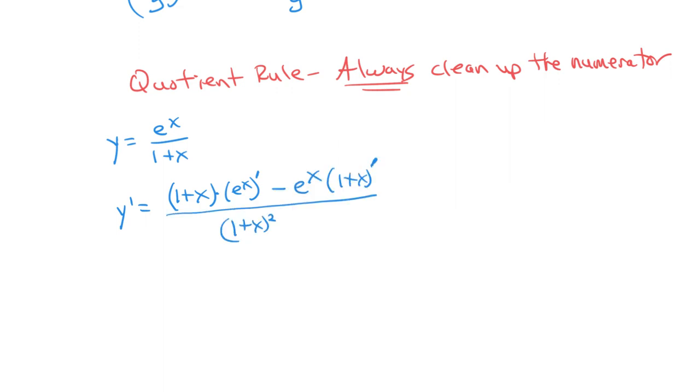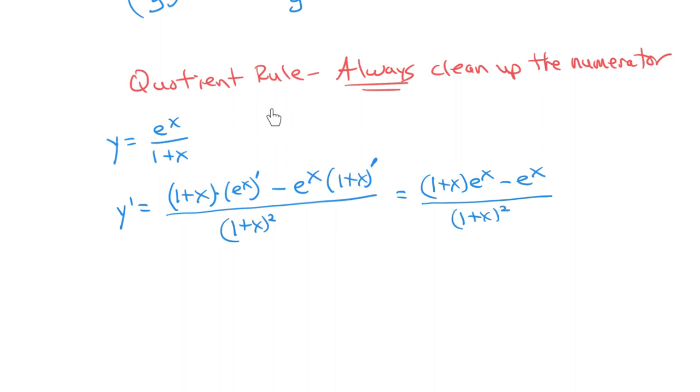Okay, so we've got it set up. Now we just have to do the work. So I have to take the derivative of this and take the derivative of this. Both of these are pretty easy, right? The derivative of e to the x is just e to the x. So this would give us 1 plus x times e to the x minus e to the x times 1, right? The derivative of 1 is 0, the derivative of x is 1, so the derivative of 1 plus x is just 1. So e to the x times 1 is just e to the x. And on the bottom, we've got 1 plus x squared.